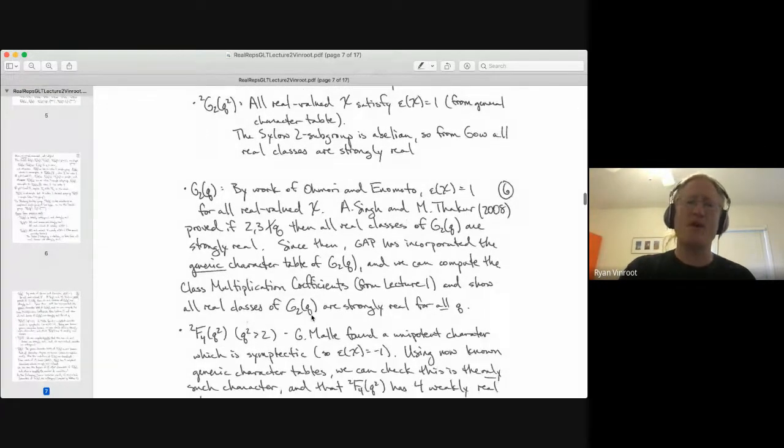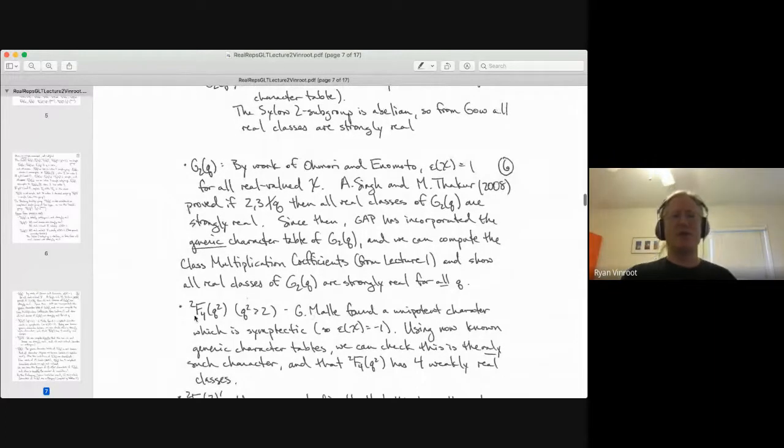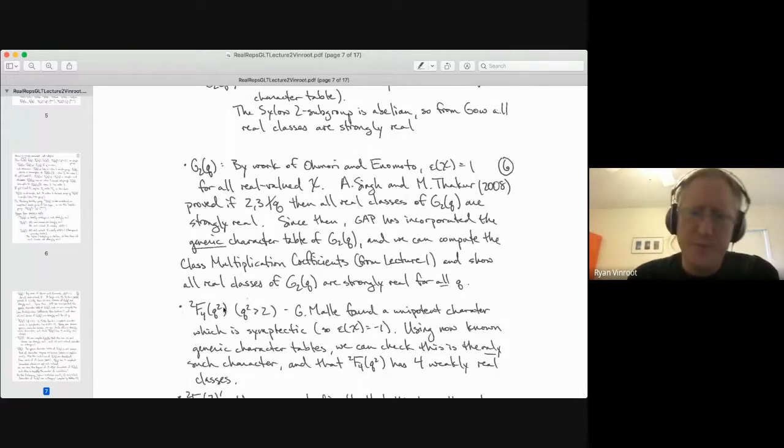Okay, so now what about this Ree group? So we're increasing in rank now. Well, now we're at rank 4, this Ree group of type F4. So first, Gunter Malle computed that there's a unipotent character of this group which is symplectic. So now we've got our first exceptional group where we have a character with indicator -1.